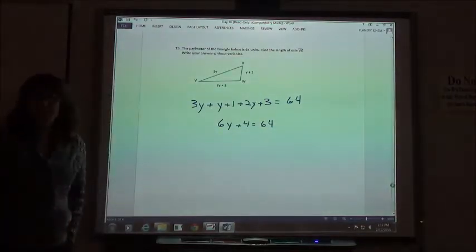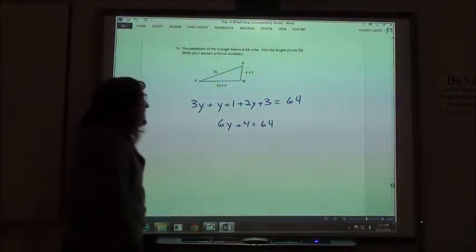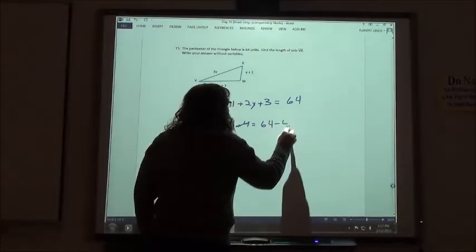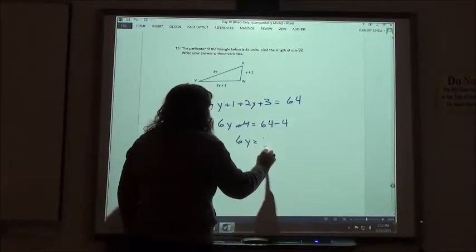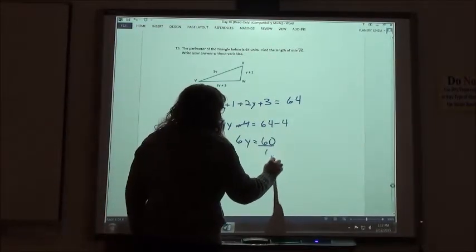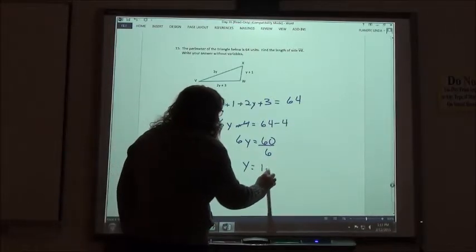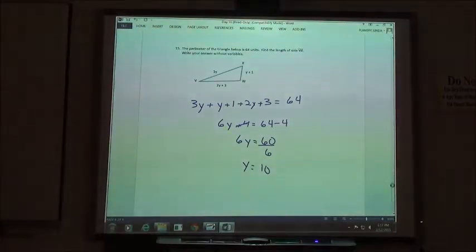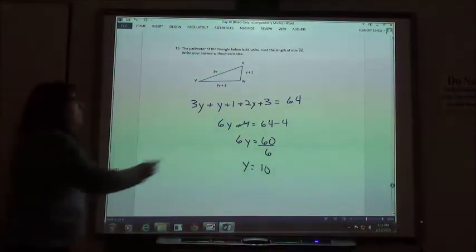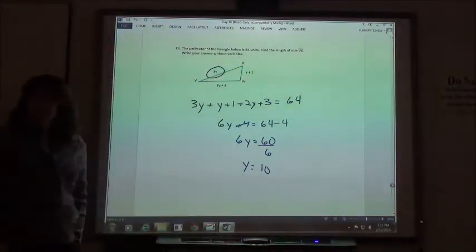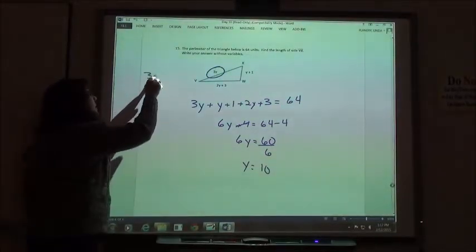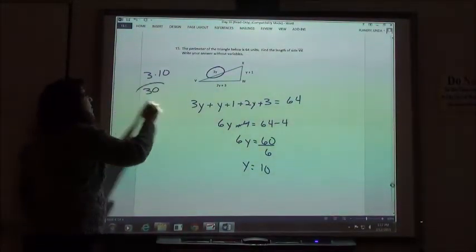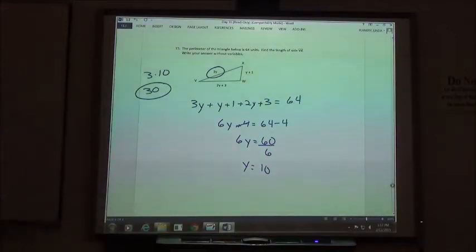That looks pretty familiar to the one above me. We're going to minus our 4. 6y equals 60. And divide by 6, so y equals 10. Now this one doesn't say find y, right? This one says find the side VX. So VX would be which side? 3y, which means I'm going to take 3 times my y value. 3 times 10, 30. That's going to be the length of that side.